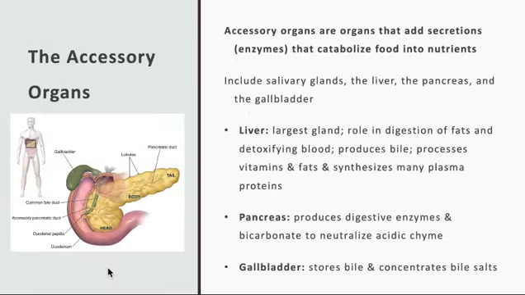And then just a quick note on our accessory organs. We've talked about these organs a bit already, but we know that they are going to assist in adding secretions or enzymes to help catabolize our food into nutrients. So this will include the salivary glands that we discussed in the oral cavity, our liver, the pancreas, and the gallbladder. So our liver is the largest gland in our body. It has a role in digestion of fats and also detoxifying blood. It's going to produce bile and processes our vitamins and fats, and also synthesizes our plasma proteins.